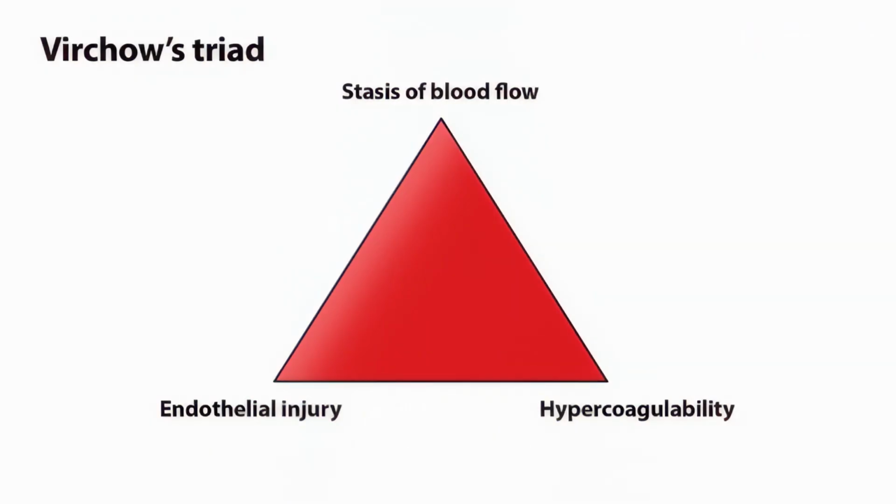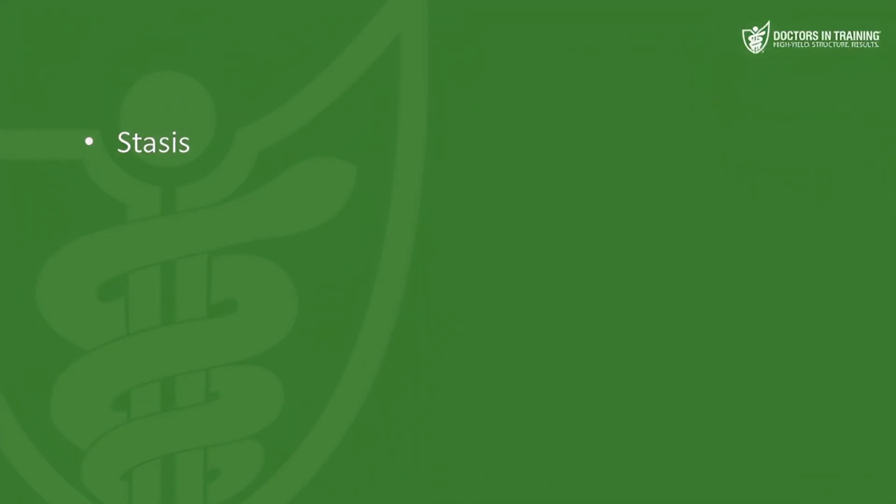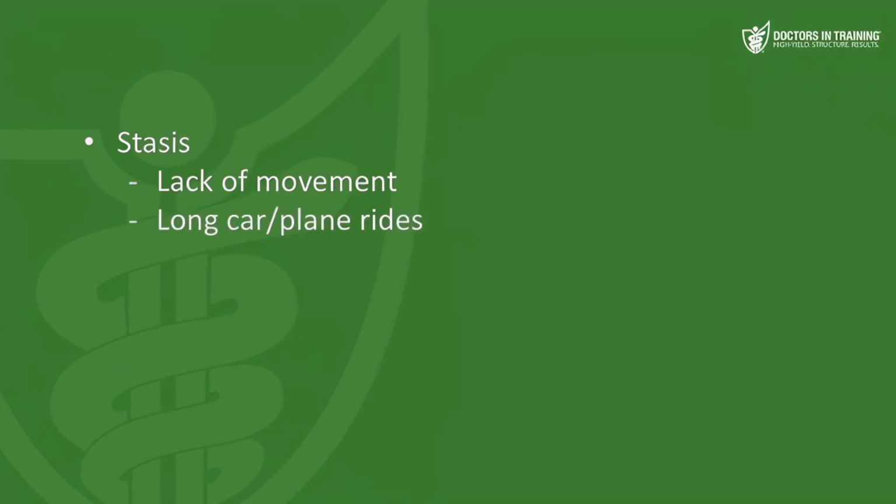When you first think of DVTs and pulmonary embolisms, you always have to come up with Virchow's triad: stasis of blood flow, endothelial injury, and hypercoagulable state. With stasis, you think of lack of movement. You have one-way valves in your leg that allow blood to pool if you're in stasis or not moving around for long periods of time. The most common time this happens is people take long car rides or long plane rides.